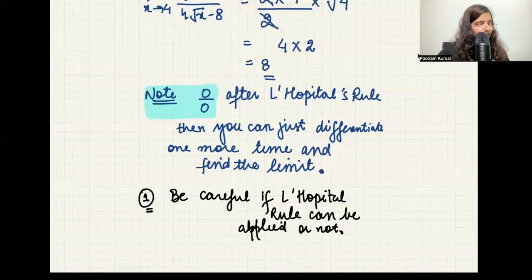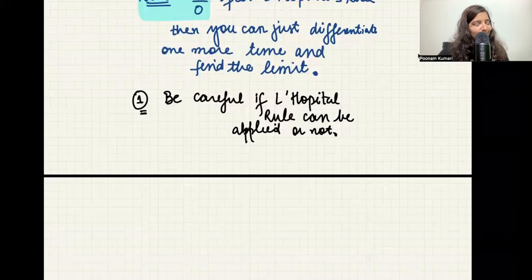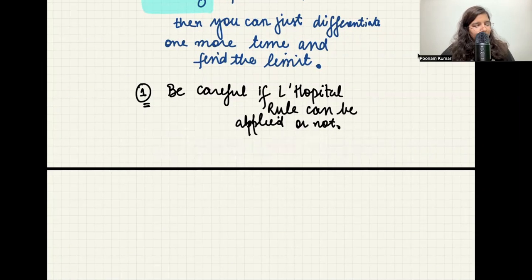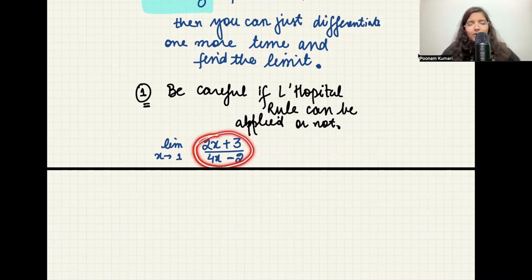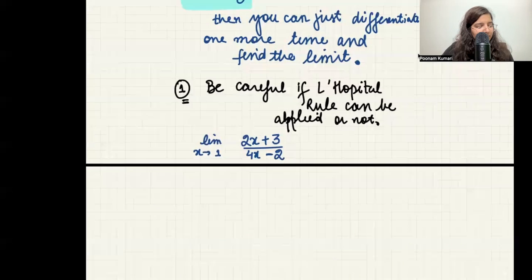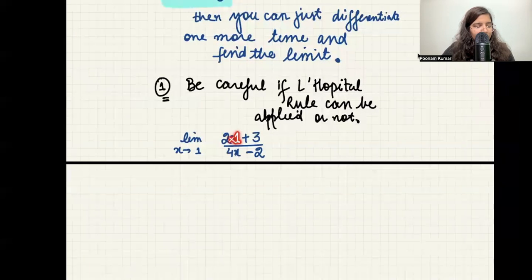So let's say, as an example for this particular note, suppose you are trying to figure out the limit as x is tending to 1. What is the limit you are finding? You are trying to find the limit for 2x plus 3, divided by 4x minus 2. So ideally, if you just put the values here, what do you see? If you put x equals 1 here, you get 2 into 1 plus 3, which is 5, divided by 4 minus 2, which is 2. So you should get 5 by 2, right?